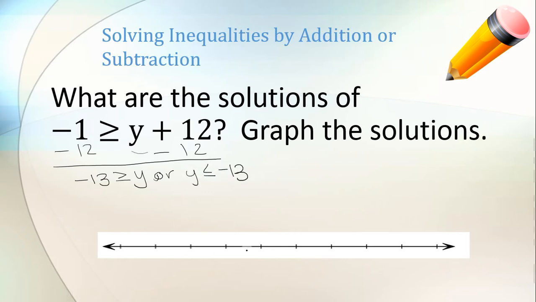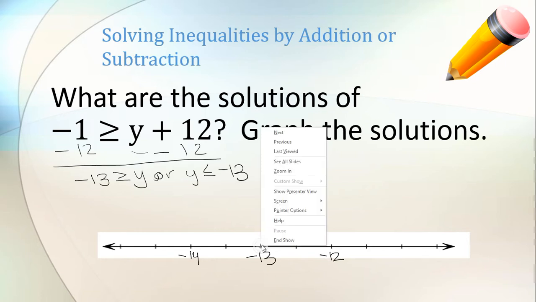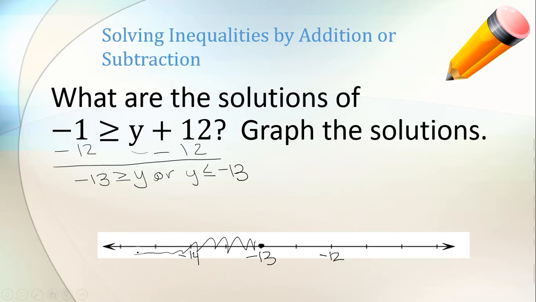So now I can graph it. So I got negative 13 in the middle here, negative 14 on the end, and negative 12 over here. Closed circle at negative 13. See if I can actually do my closed circle. There we go. Because I have a less than or equal to sign. And then I'm going to shade to the left.